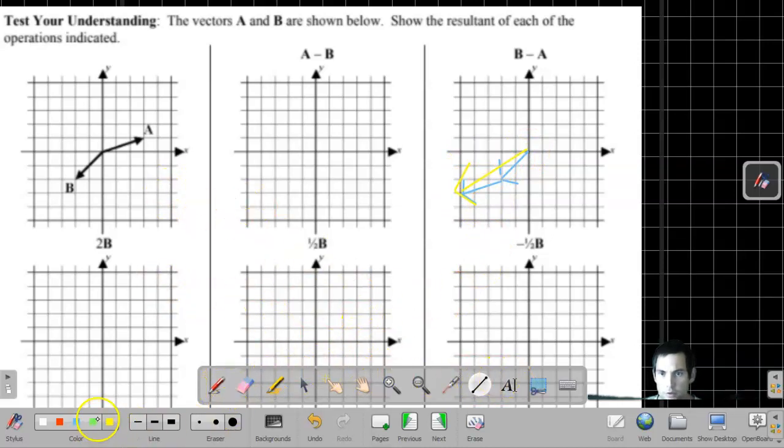2B. Well, B went down 2 and to the left 2. So twice B would be down 4 and to the left 4, 1, 2, 3, 4. There's 2B, twice the magnitude of B. Half of B, that would be down 1 and left 1. And then negative 1/2 B, that would be up 1 and to the right 1.